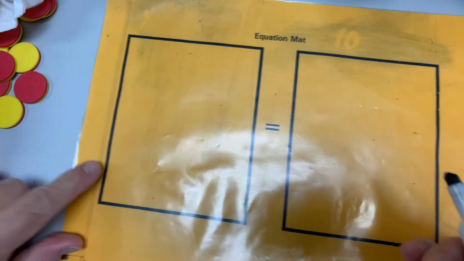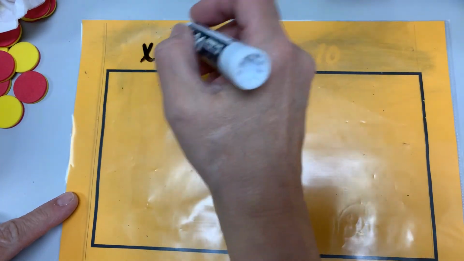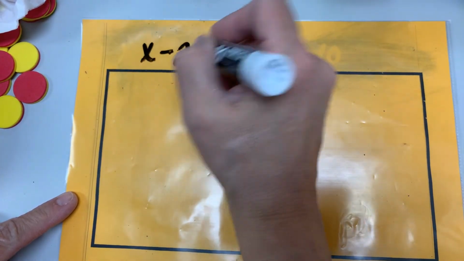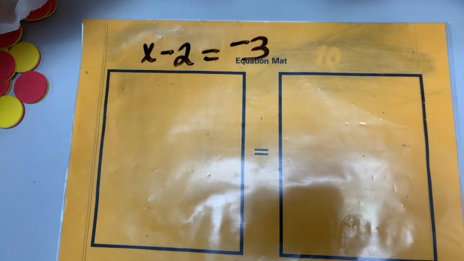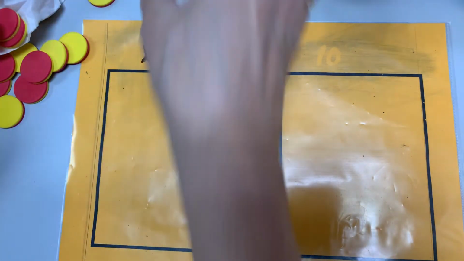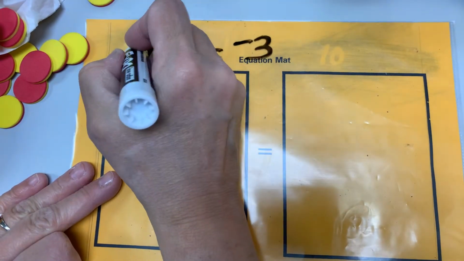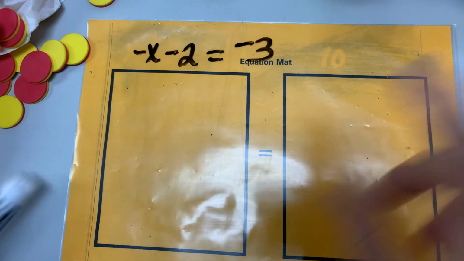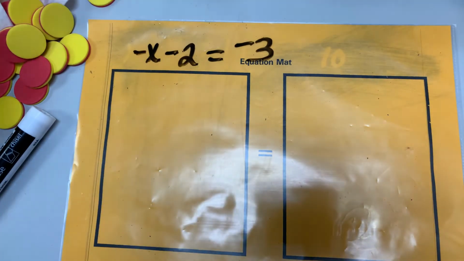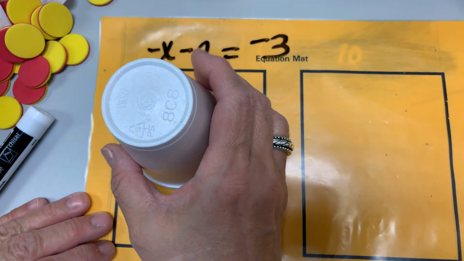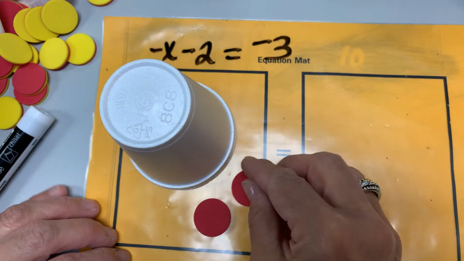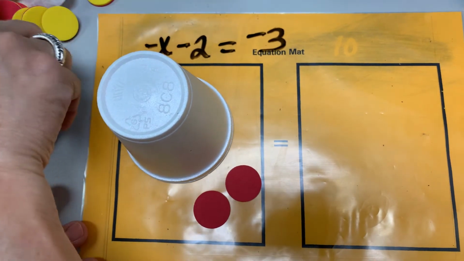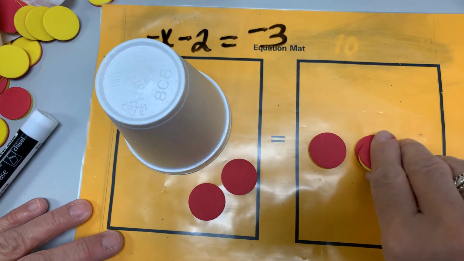How about x minus 2 equals -3? Okay. Oh, let's make it fun. Let's do negative x minus 2 equals negative 3. So I'm going to have a negative x, which means my cup's upside down. And then I'm going to have 2 negatives, and then it says that it equals negative 3.